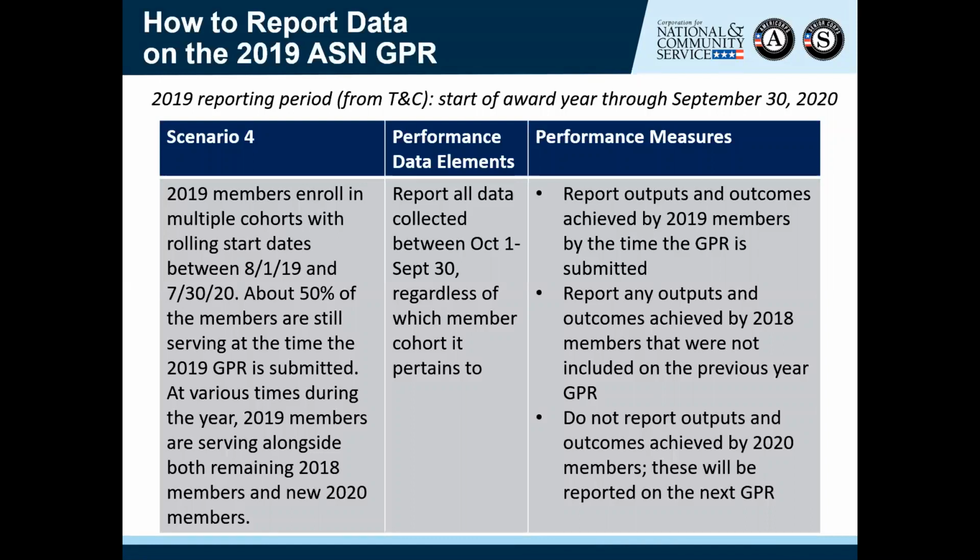For performance data elements, this is a scenario where you can really start to see the benefit of having a time period-based reporting system. Instead of trying to track performance data elements by distinct member cohort and program year, the grantee can use the same approach that was used in all of those previous scenarios. Report all the data collected between October 1st and September 30th, regardless of which member cohort it pertains to.